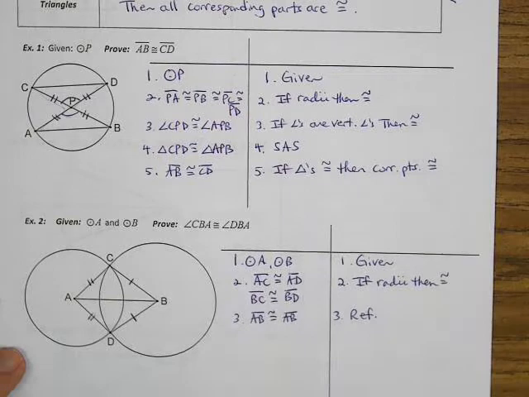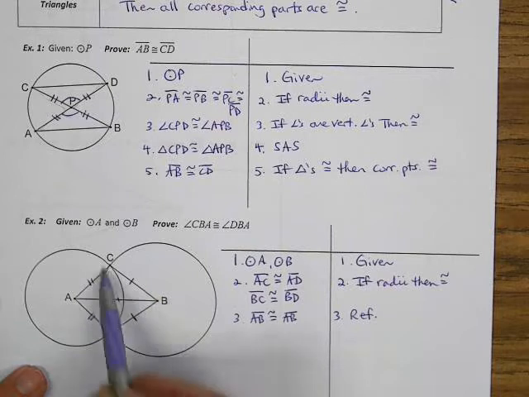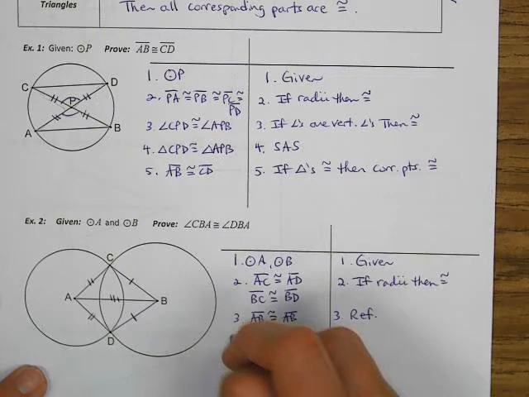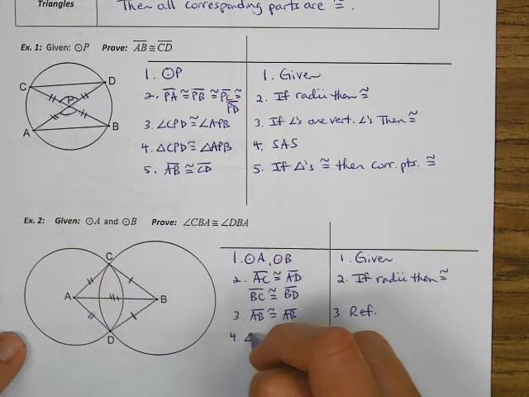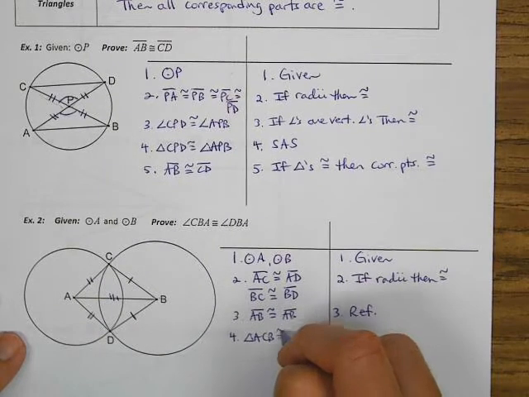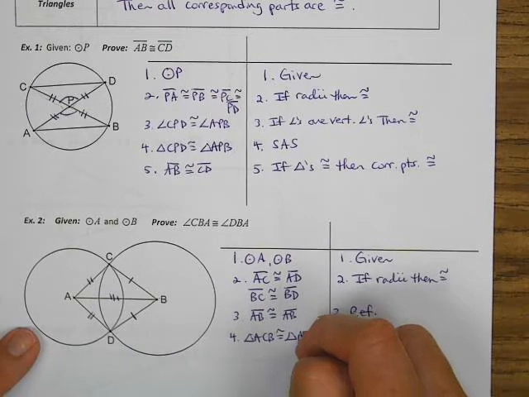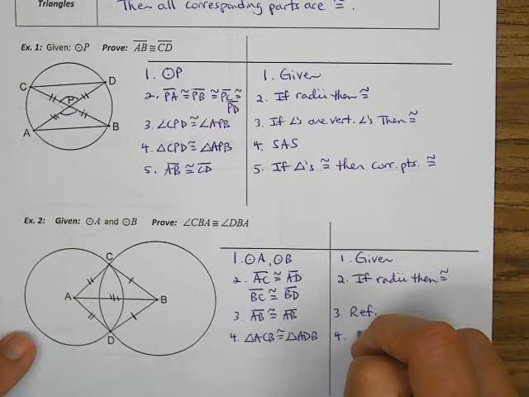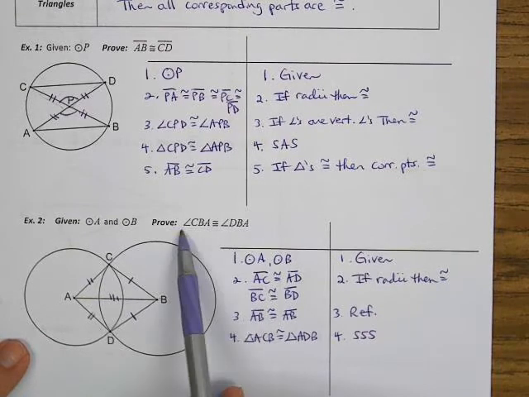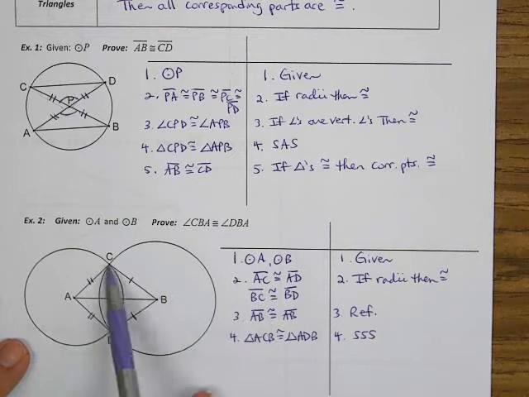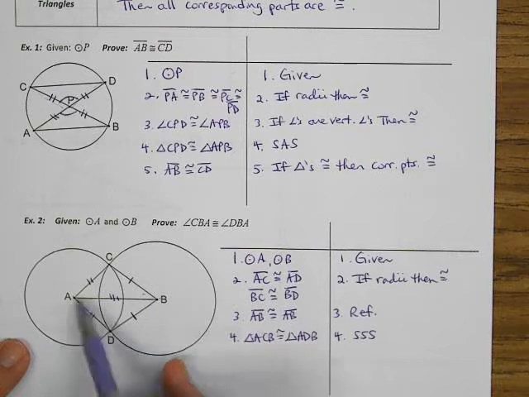I'm going to abbreviate. I'm going to put some markings on that so then I can see my top triangle is congruent to my bottom triangle. If I call the top one ACB, I have to call the bottom one ADB to line it up right. And that should be by the side-side-side postulate. But now again, that's not what I want. I need angle CBA, which is this angle, congruent to DBA, which is this angle.